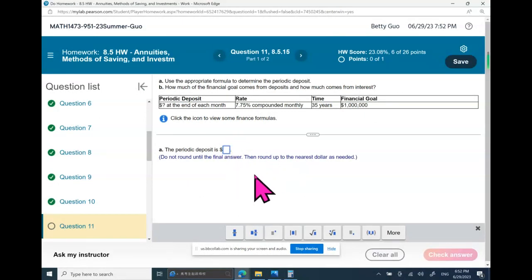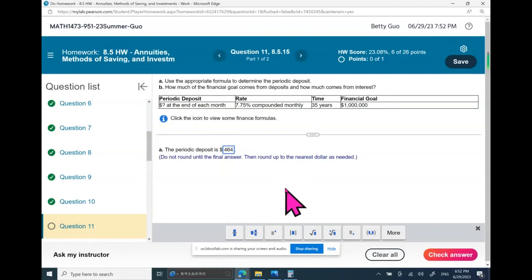Why do we need to round up always? Because if you don't do that, you might be a little bit short of reaching the $1 million financial goal. So in order to guarantee you will reach even just a little bit more than that, you always round up the payment. What do we have there? The decimal is $463.43, right? Even though the tenth is a 4, less than 5, you need to round it up. So the answer is going to be 464.